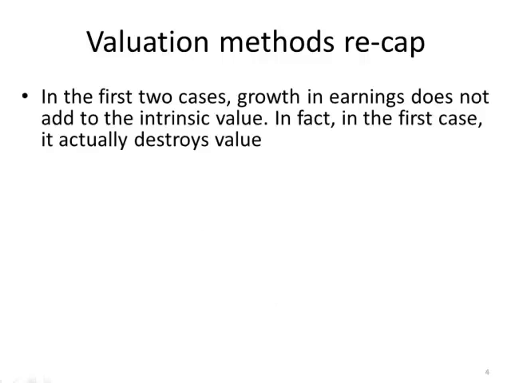Valuation methods recap. So the first thing to note is that when we're trying to classify the different types of companies, the first 2 cases are fundamentally quite different from the third, right? So remember, in the first 2 cases, the return on capital is either less than the cost of capital or equal to the cost of capital. And only in the third case is the return on capital higher than the cost of capital. And what this implies is that growth in earnings does not add to intrinsic value in the first 2 cases.